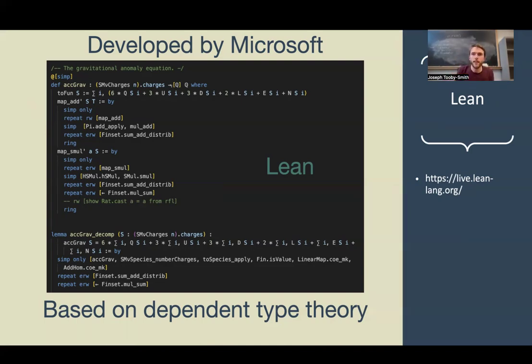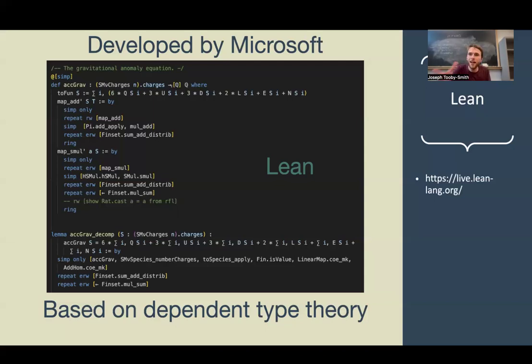So the first bit of this code, this toFun bit, really defines the gravitational anomaly. And below that, you have a proof that this function is linear with respect to addition. And the second bit is a proof that this function respects scalar multiplication. In other words, that this function actually defines a linear map from the vector space of charges of the standard model to the rational numbers.